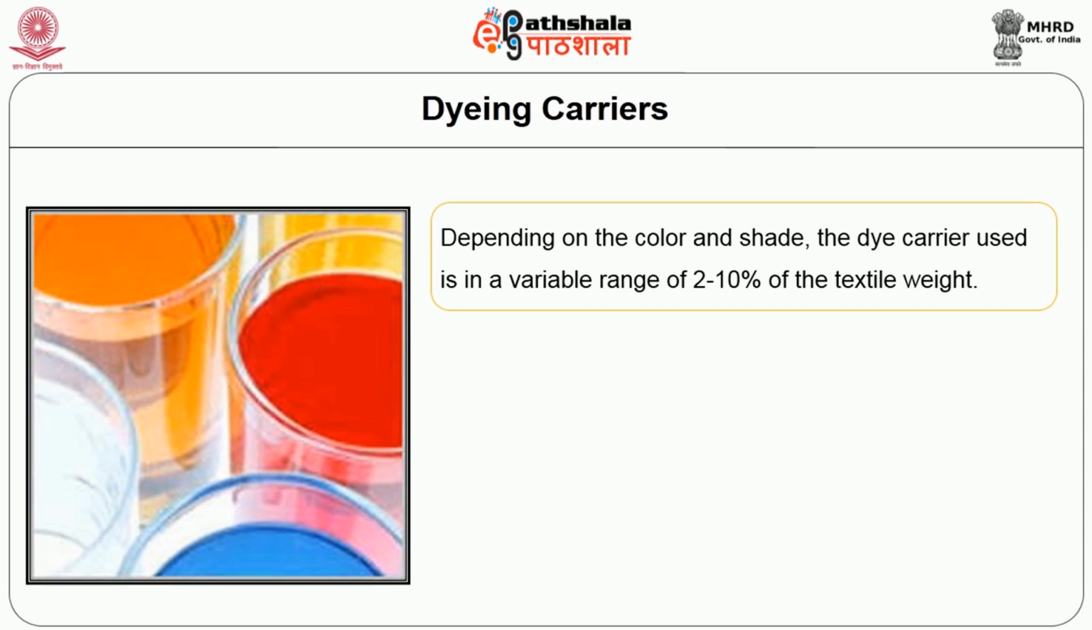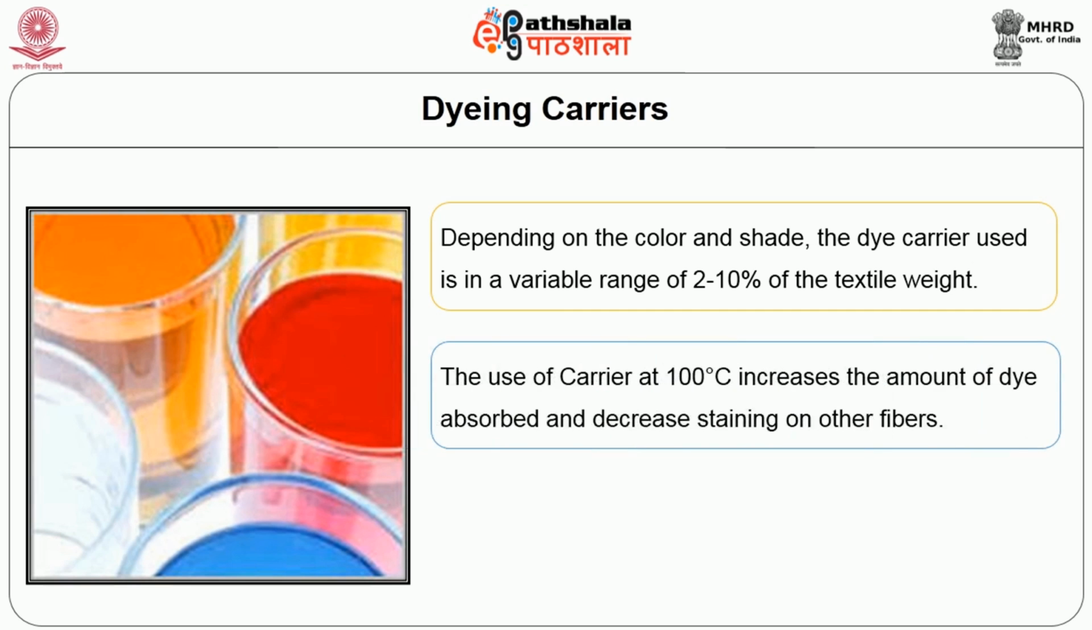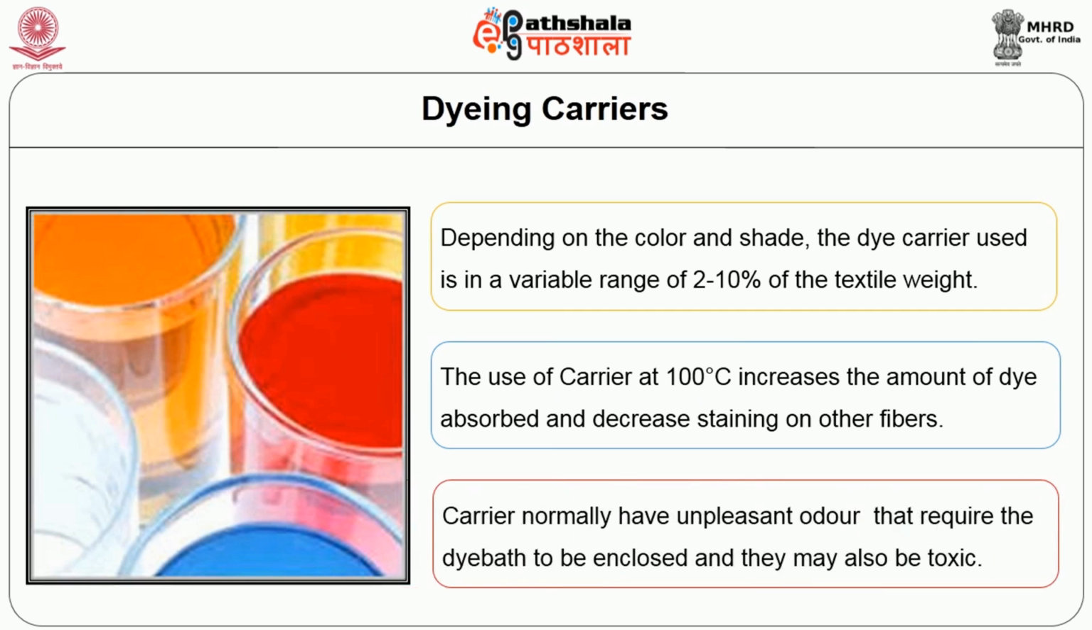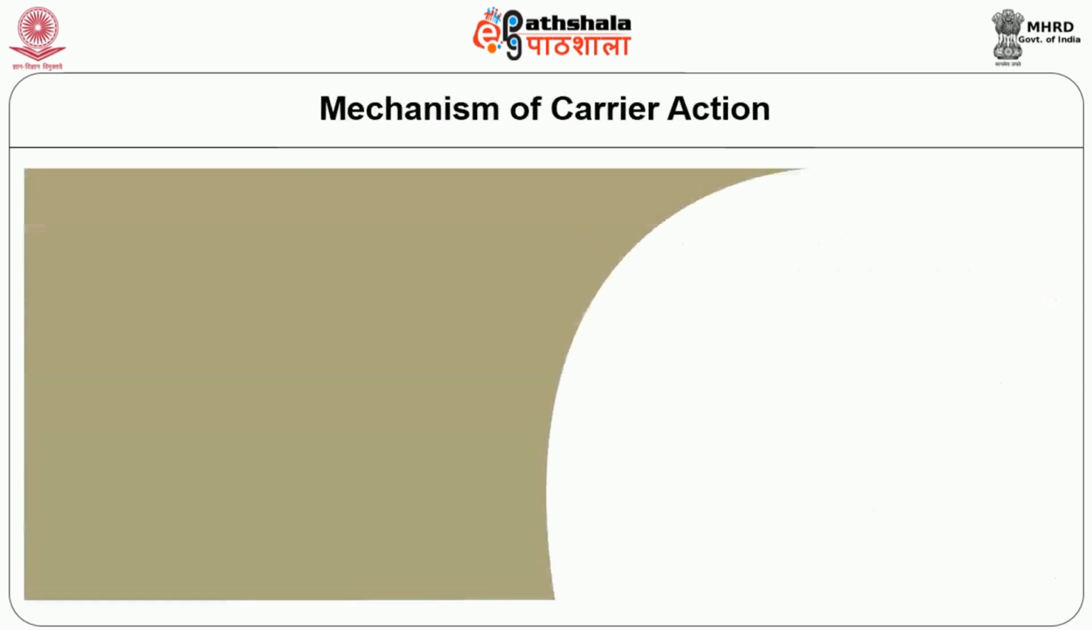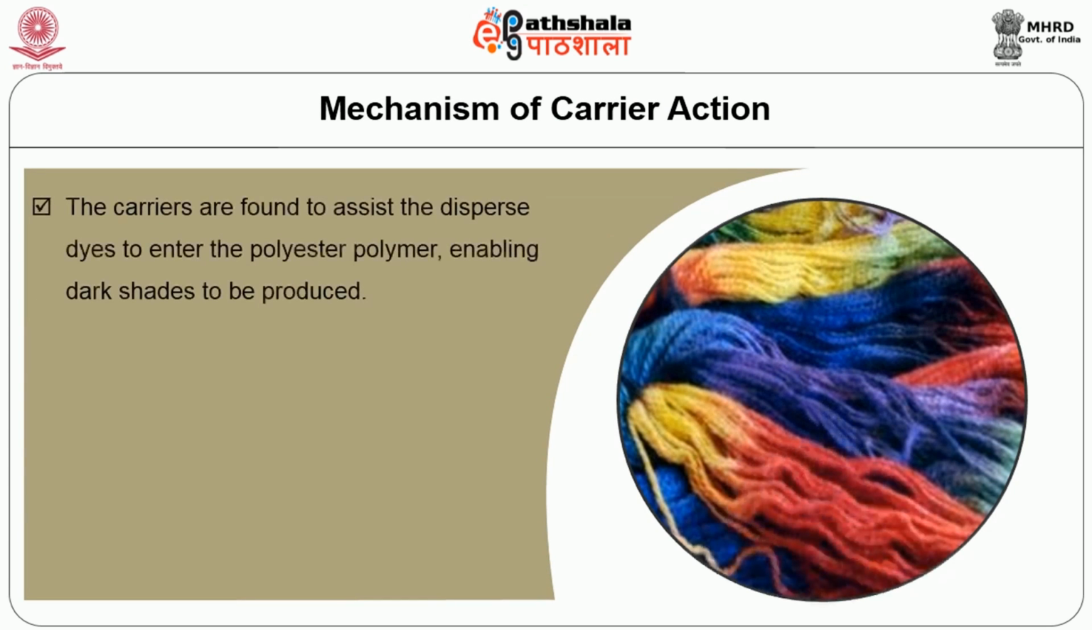Depending on the color and shade, the dye carrier used is in a variable range of 2 to 10% based on the textile weight. The use of carrier at 100 degrees centigrade increases the amount of dye absorbed and decreases staining on other fibers. Carriers normally have an unpleasant odor that requires the dye bath to be enclosed, and they may also be toxic. Let's look into the mechanism of carrier action.